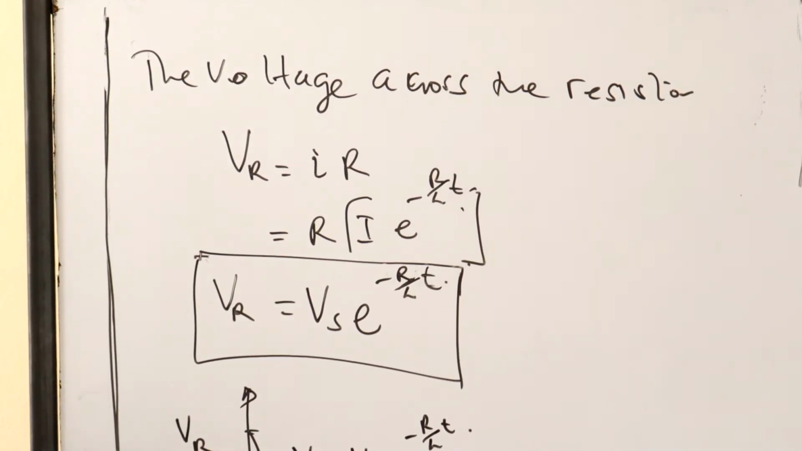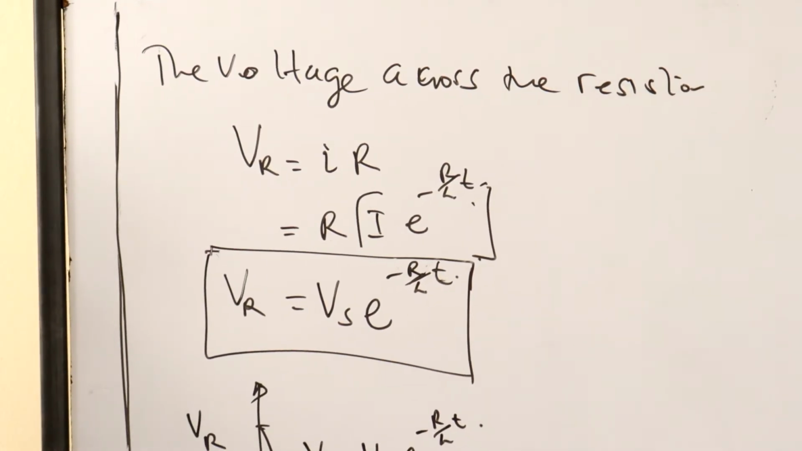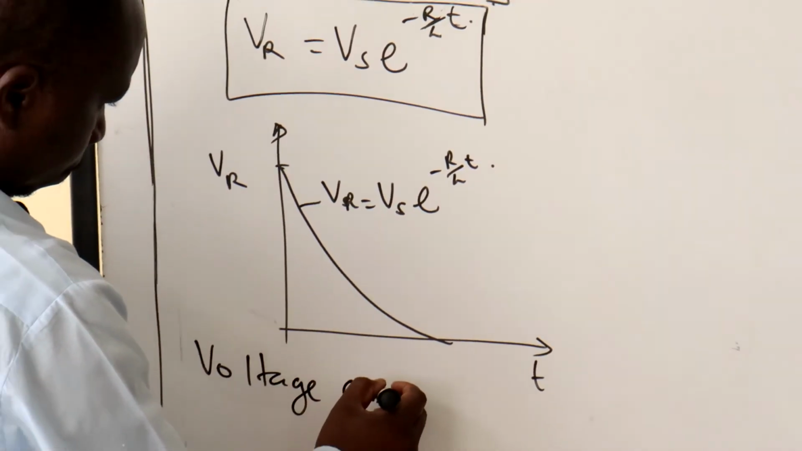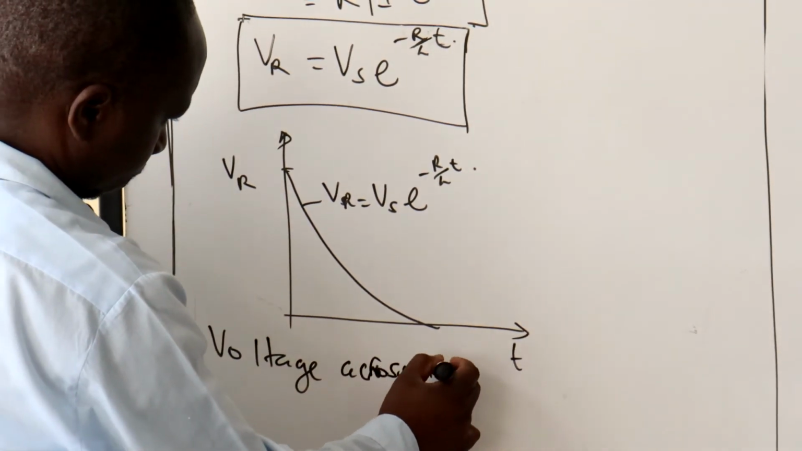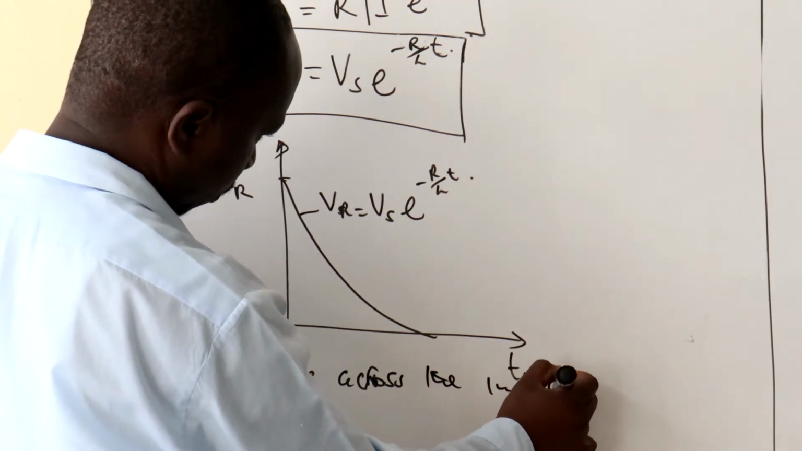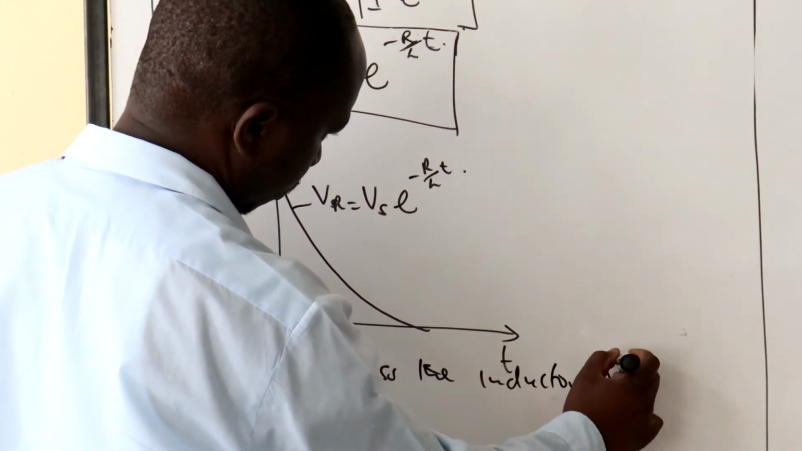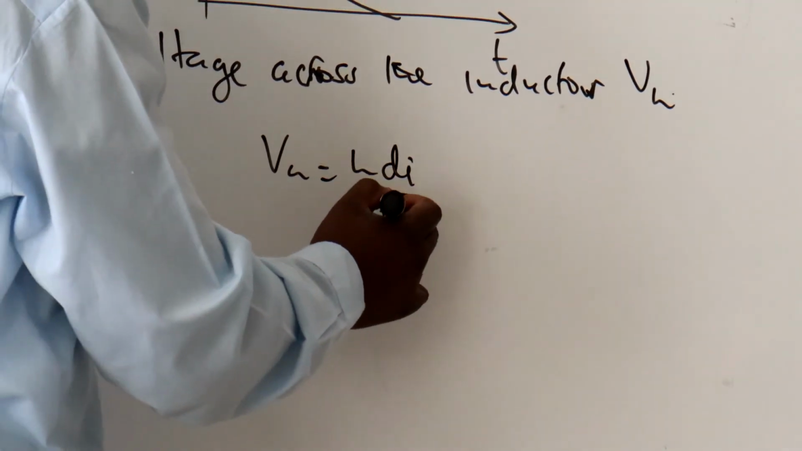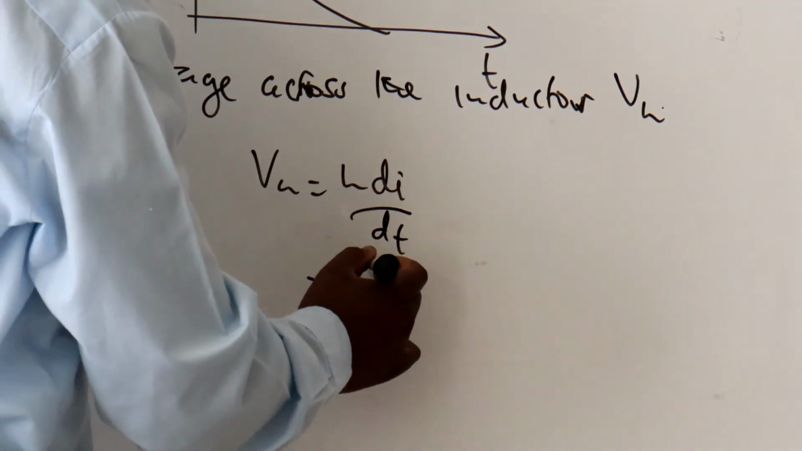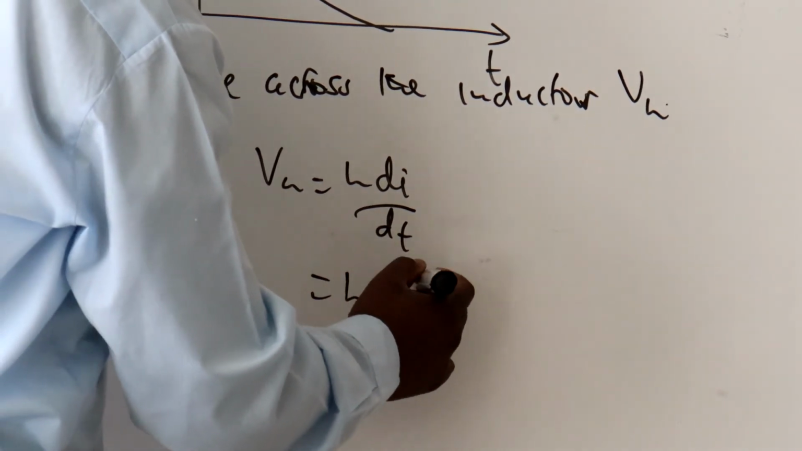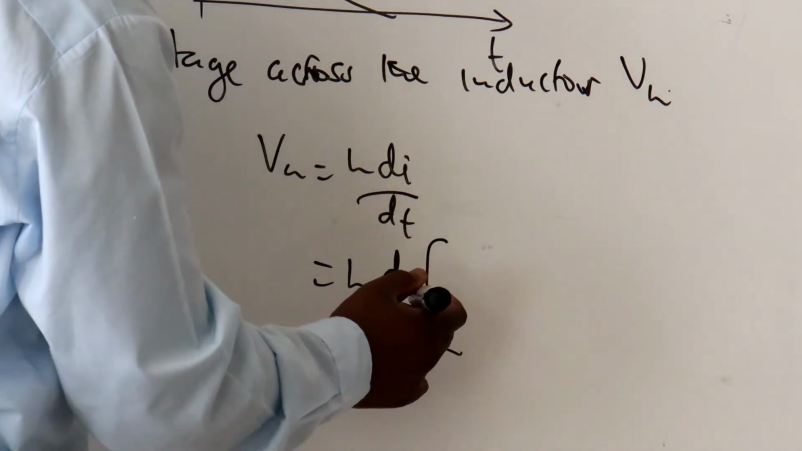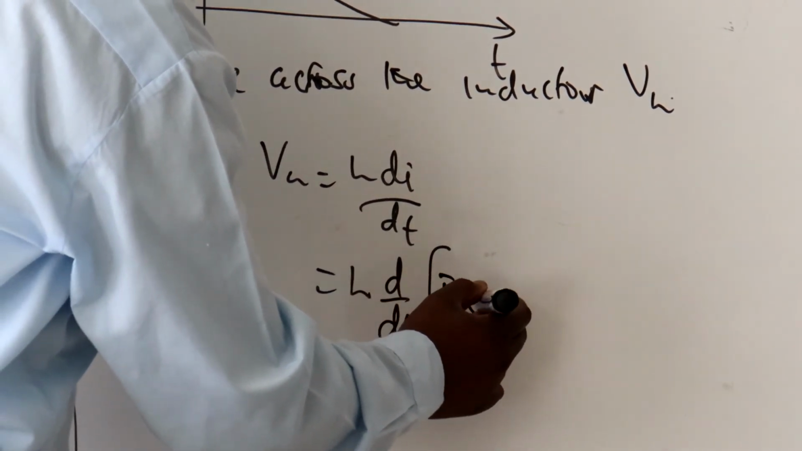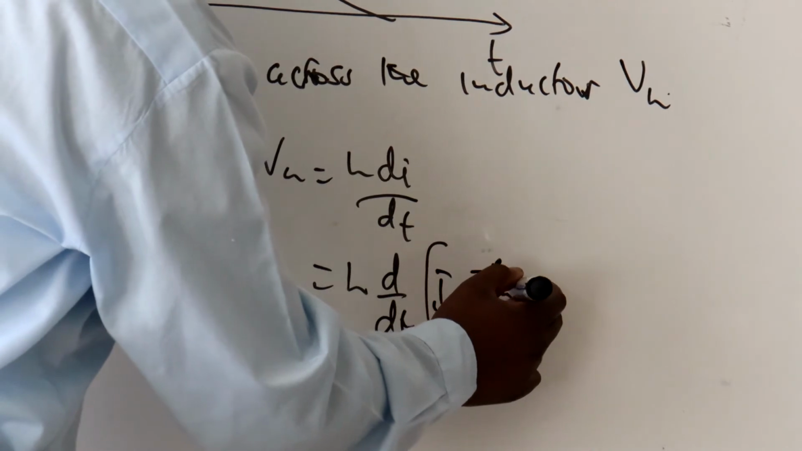The voltage across the inductor, VL, is supposed to be L di/dt. It's supposed to be L d/dt of I, where I was given by I = I₀ e^(−R/L t).